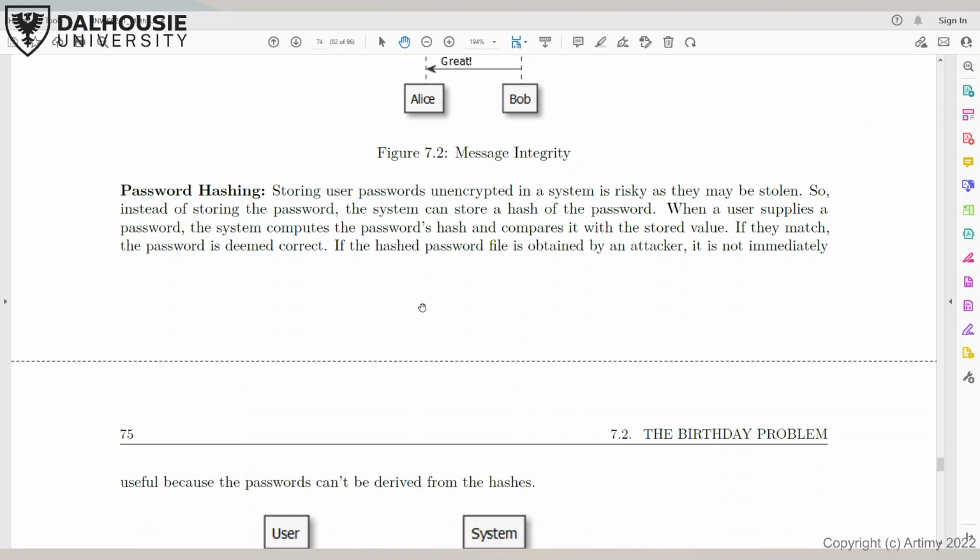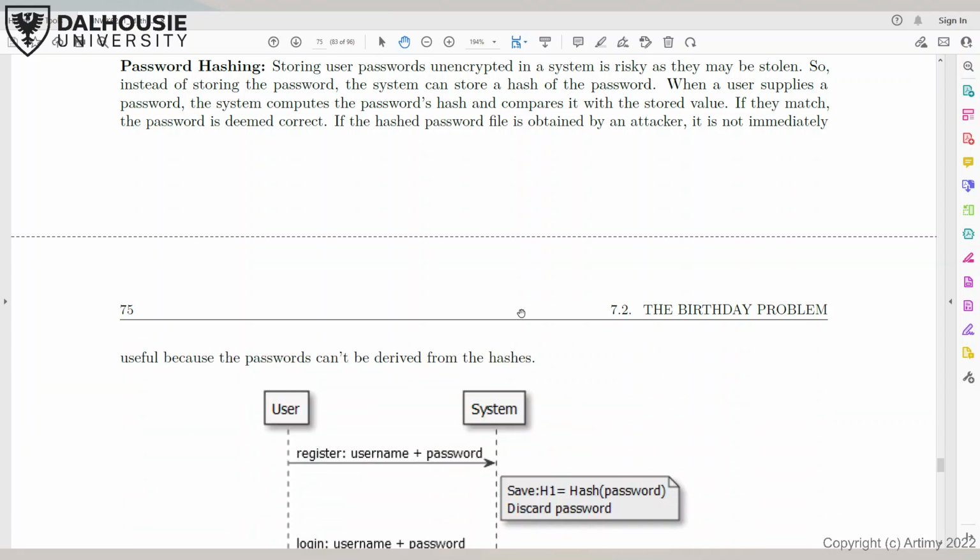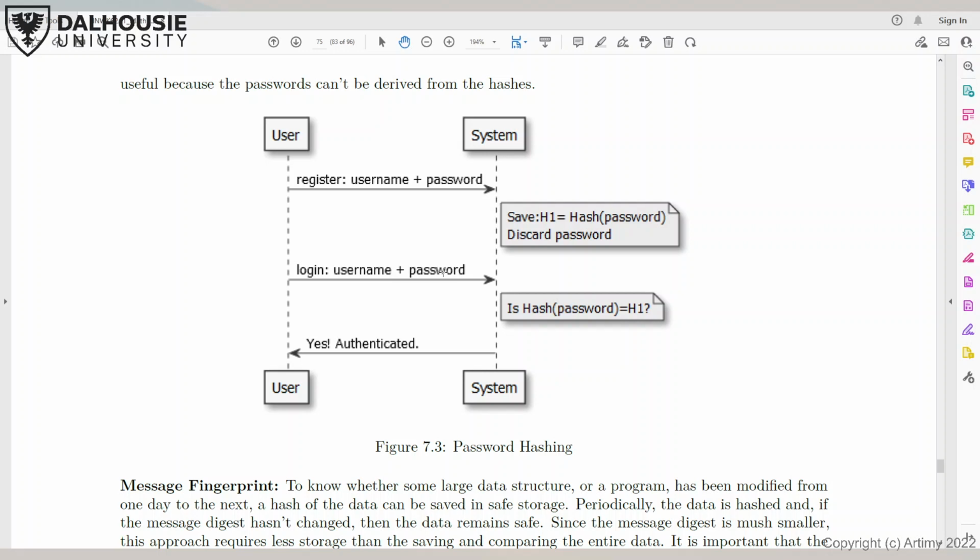Another application for hashing is password hashing. So with the password, we know that when we register for a website, or when we buy something online or register for any service, sometimes we're asked to put our information, username, address, and the password, right, as part of the registration process. So the password must be stored somewhere, right?